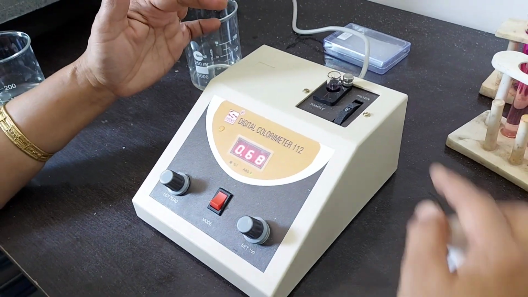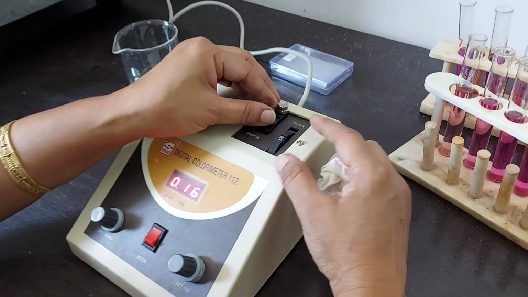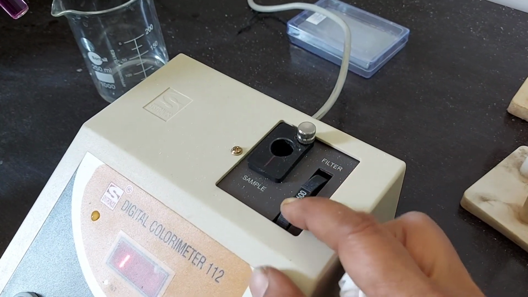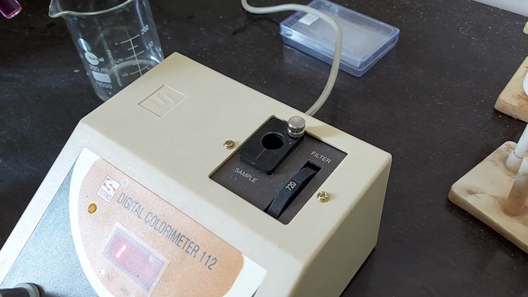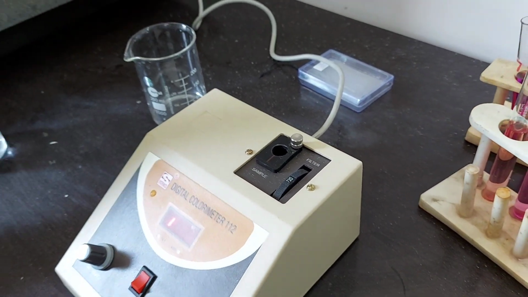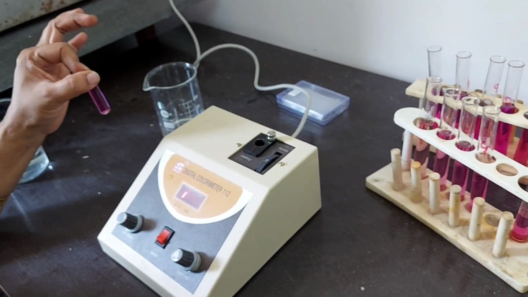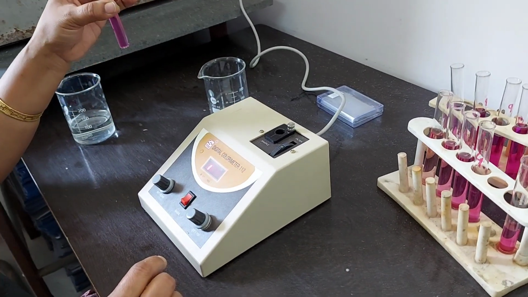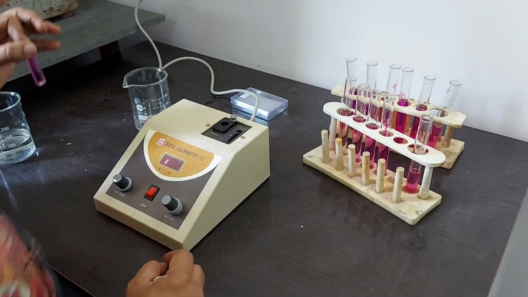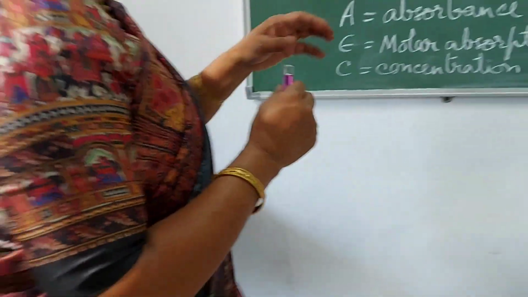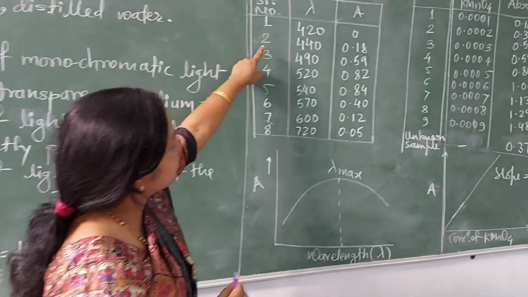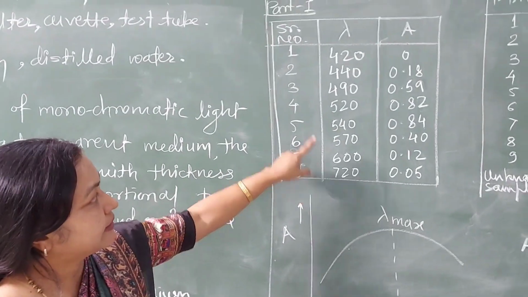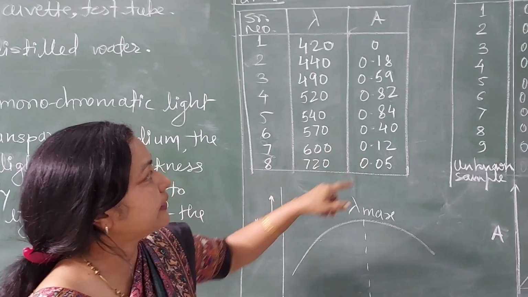Similarly, we will do this for the different filters present in this colorimeter. So these are the different filters which are present. We will perform this for the same sample solution, and every time we will set 0 and take the reading for the same sample solution. And for this, the observation we obtained is like this. For all the different filters that are available, these are the lambda values and the corresponding absorbance values.